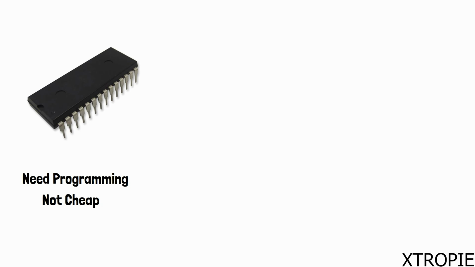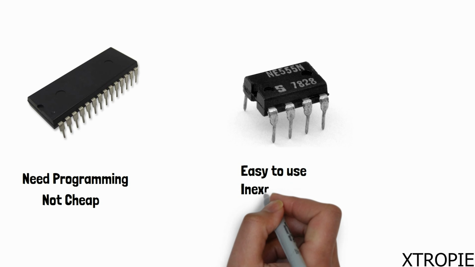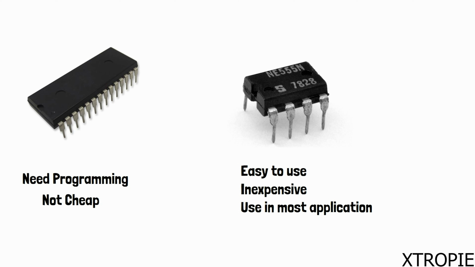So here's the solution. The 555 timer IC. It is easy to use and inexpensive. Can be used in an amazing number of applications. For example, flashing LEDs, tone generator circuit like a siren.